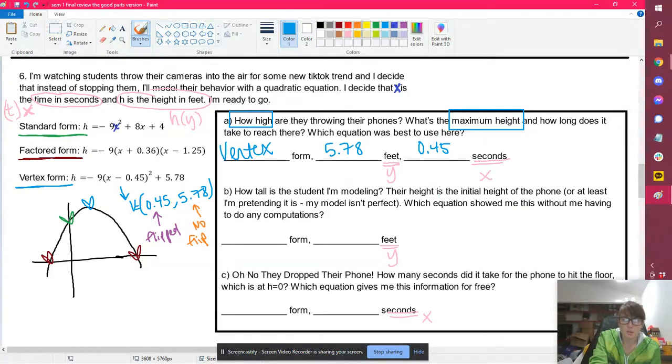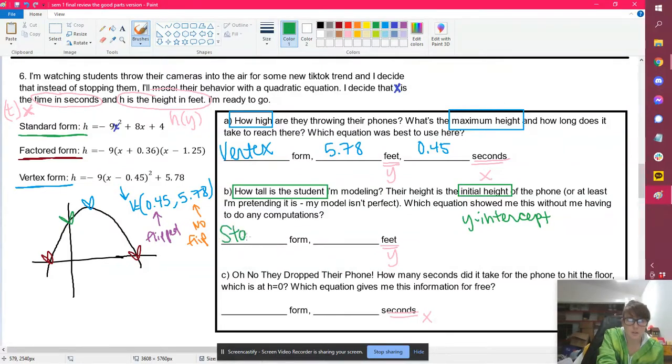How tall is the student I'm modeling? Anytime we talk about how tall a person is in these types of problems, or the initial height, we're asking for the y-intercept, which comes directly from standard form and is just the c term. It's not 15. That was the last problem. It's 4. Okay. We're looking for this number.